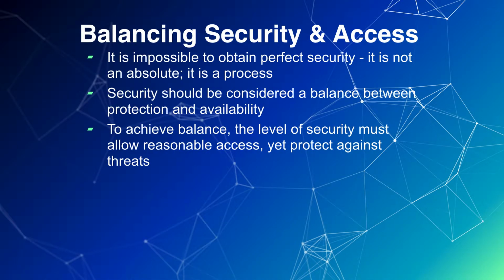So the whole thing is about balancing security and access. It's actually, as we know, and we're all probably well aware from hard lessons, impossible to obtain perfect security. It's not an absolute, it's a process. It needs to be kind of a balance between protection and availability. Protection obviously is the security, some of the things we talked about, but also it has to be available. Anything on a computer is not useful to anybody if it can't be accessed when needed for the purposes it was intended. So to achieve balance, the level of security must always allow reasonable access, yet protect against threats.